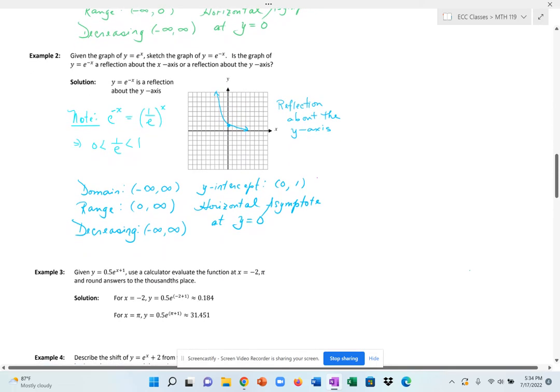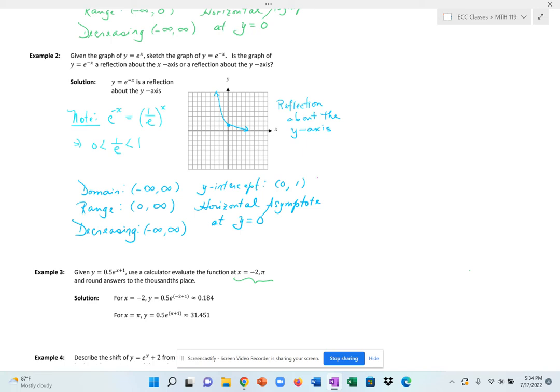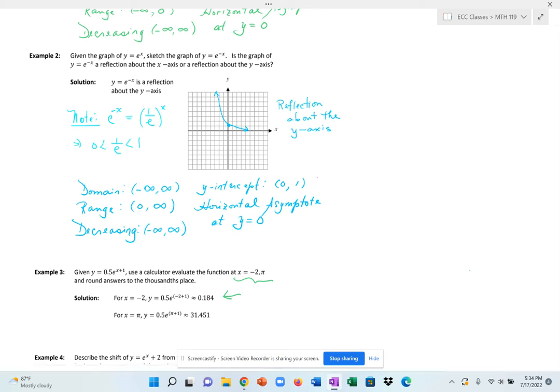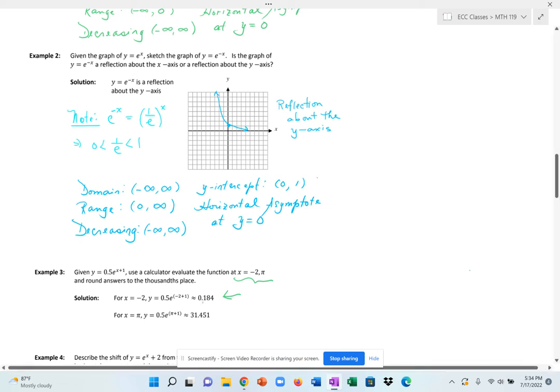Okay, so in this next one, we're going to use a calculator to evaluate y equals 0.5 e to the x plus 1 for values of x equal to -2 and pi. So you would need a calculator to evaluate this. Again, e is an irrational number, and so is pi. And that's going to be the second value that we plug in. So when x is -2, this is what you should be plugging into a calculator. It'll be 0.5 e to the -2 plus 1, and that gives you an approximate answer of 0.184 if you're rounding to the thousandths place. Thousandths place means 3 decimal places.